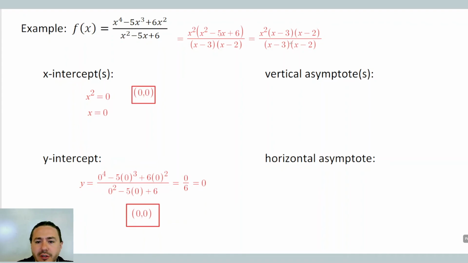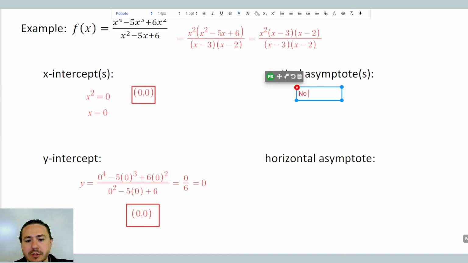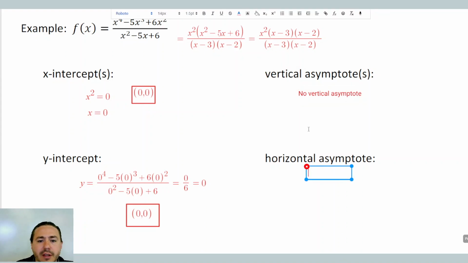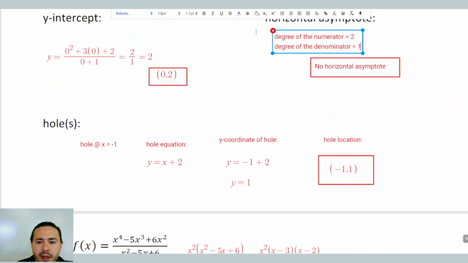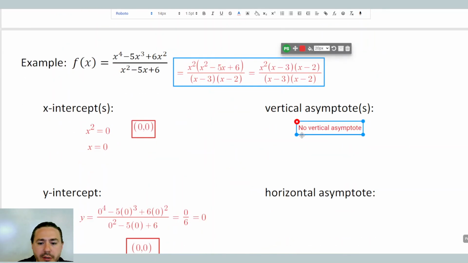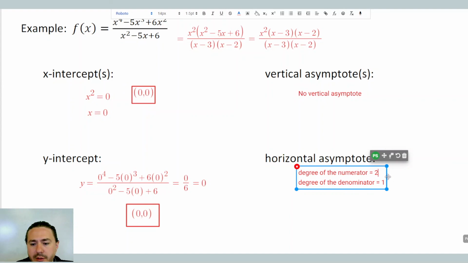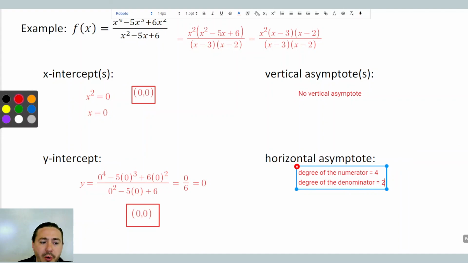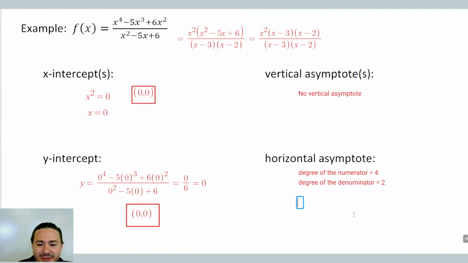For the vertical asymptotes, normally we would set the denominator equal to 0, but since we know there's going to be holes at 3 and at 2, and there's no other factors left, we'll just say there's no vertical asymptote. And for the horizontal asymptote, let's see, the degree on top is bigger, right? The degree of the numerator is 4, and the degree of the denominator is 2, so it's bigger on top, so there's going to be no horizontal asymptote on this. So 2 problems back to back with no asymptotes. That's kind of not very fun, but that's all right.